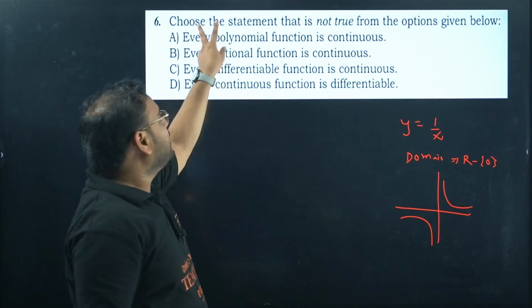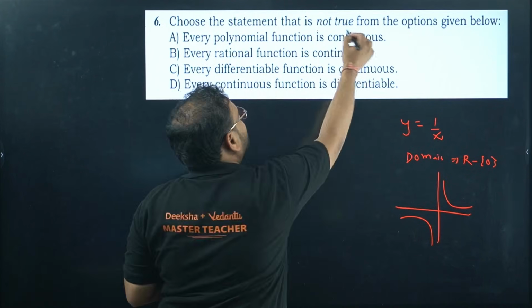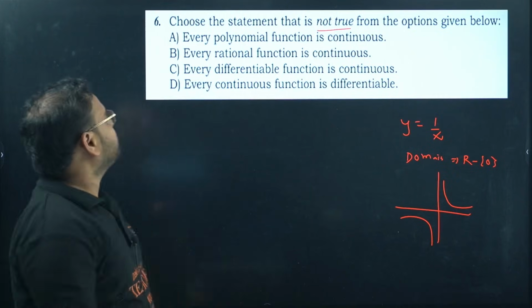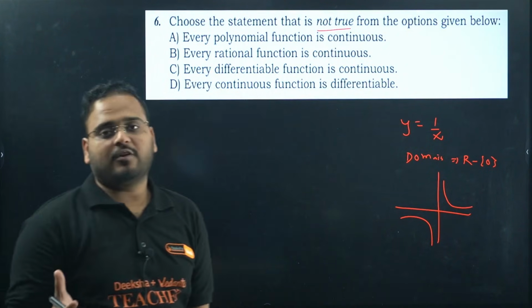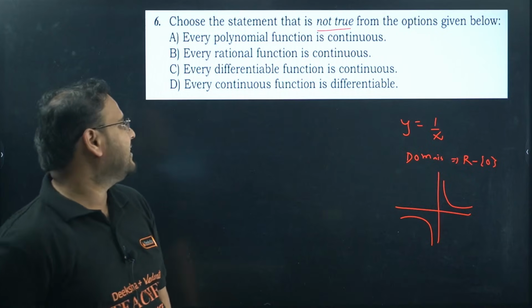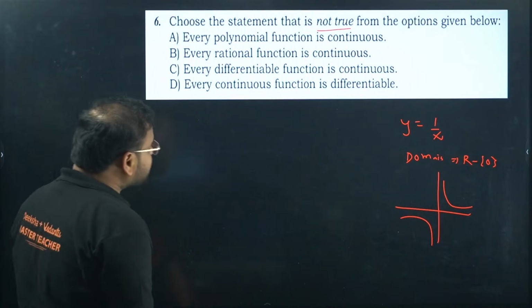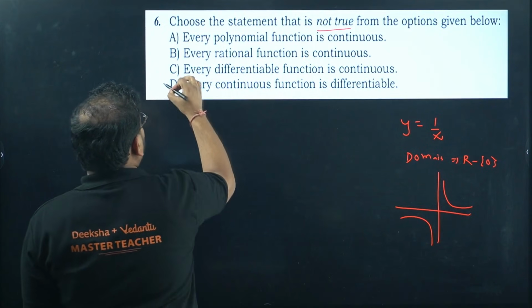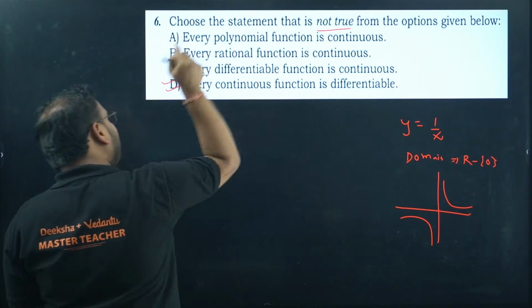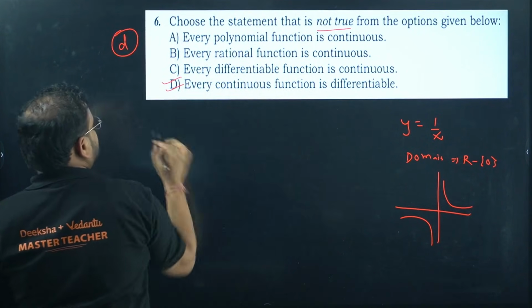I'm looking for which is not true. Very important. Every differentiable function is continuous. That's also true. It's a result from the definition of differentiability. We learn about that. And every continuous function is differentiable. That is not always the case. Option D is the incorrect statement and the correct choice. Check the example.